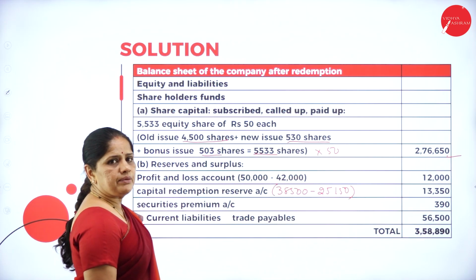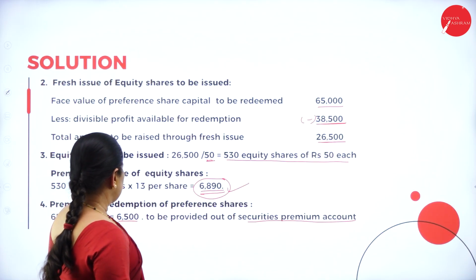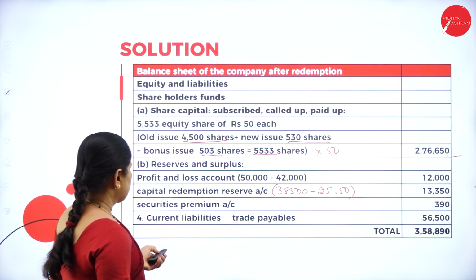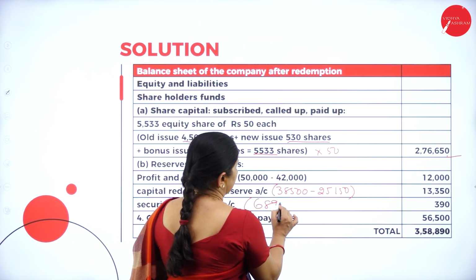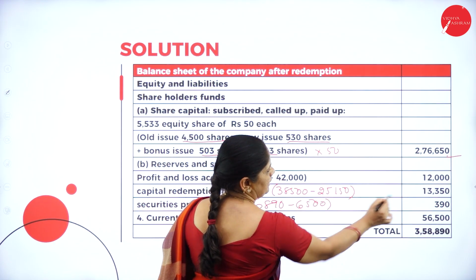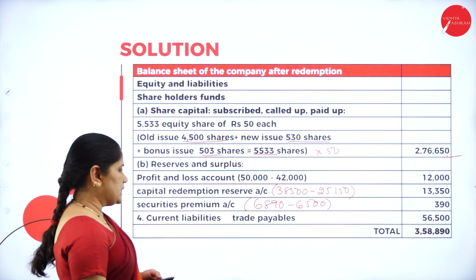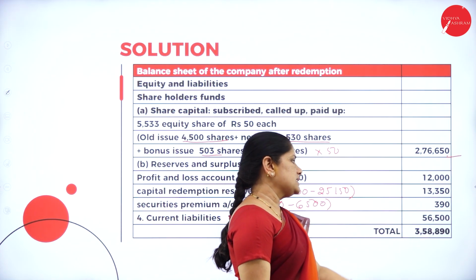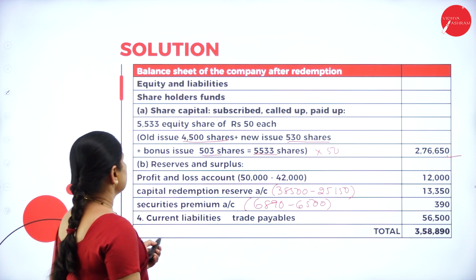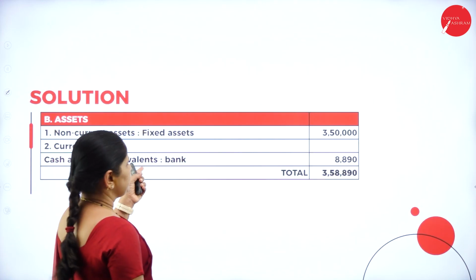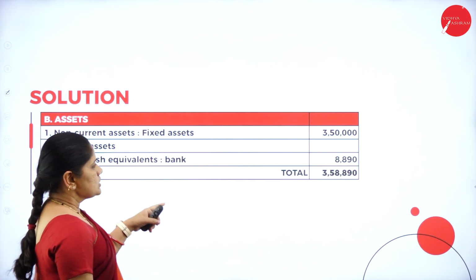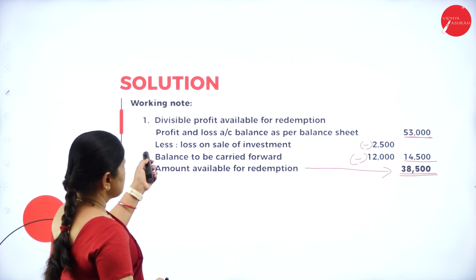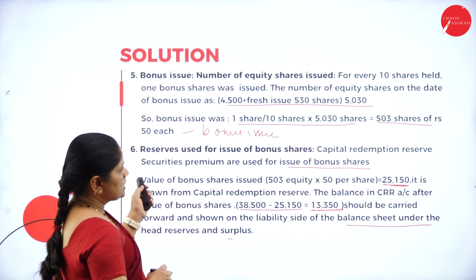Now in the securities premium account, if you can see here, there is a balance of 6,890. 6,890 minus 6,500, 390 is the balance which will be shown in the balance sheet. Then trade payables 56,500. The total is 3,58,890. Then next, on the asset side, we have the 3,50,000 fixed assets. So cash equivalents 8,890. I will explain in the working note here. If you can see this working note, I have already explained. This also I have explained.